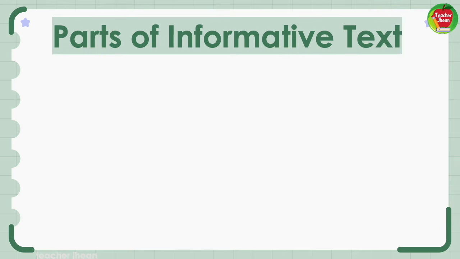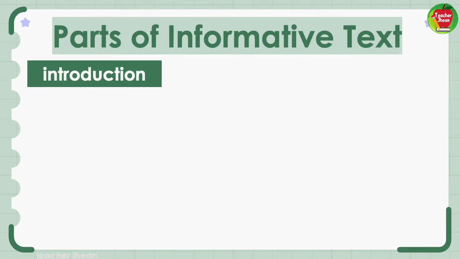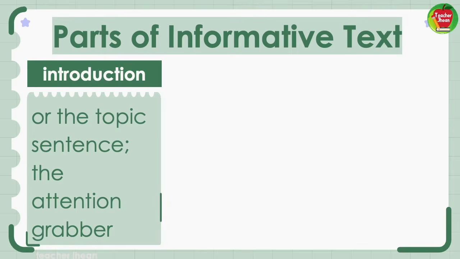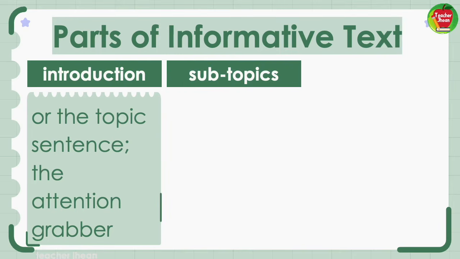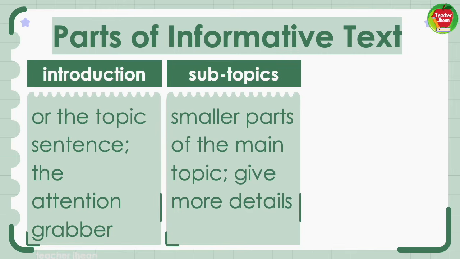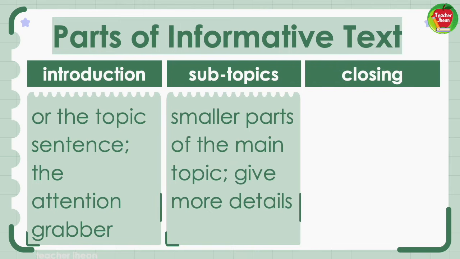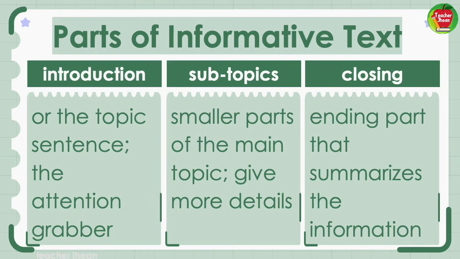Now let us discuss the different parts of informative text. First is the introduction, or the topic sentence, or the attention grabber. Next is the subtopics, which are the smaller parts of the main topic and give more details. And the last part is the closing, which is the ending part that summarizes the information.